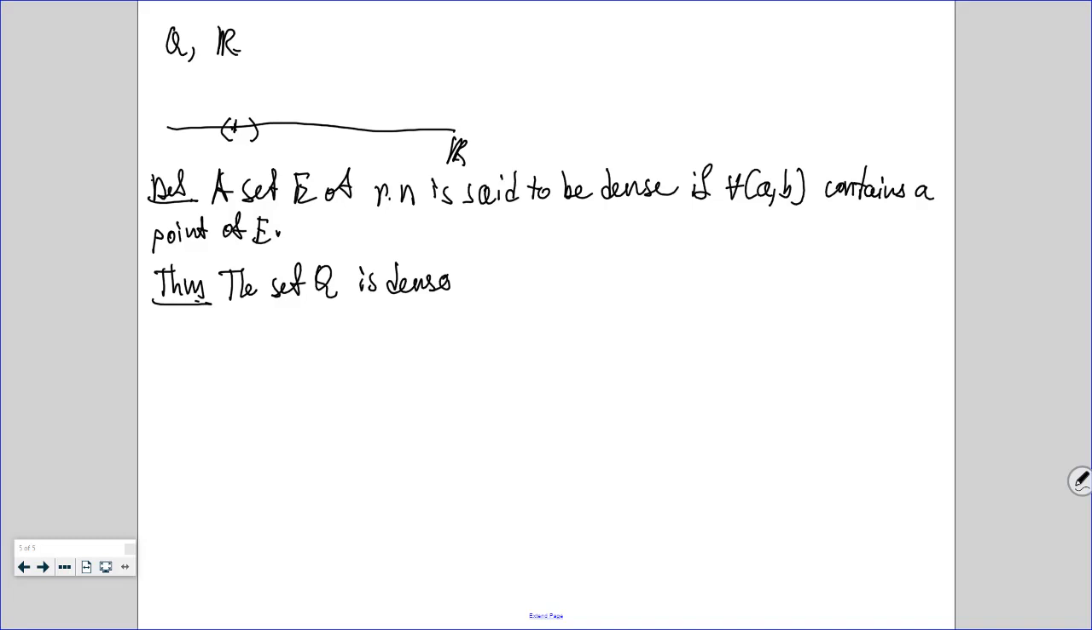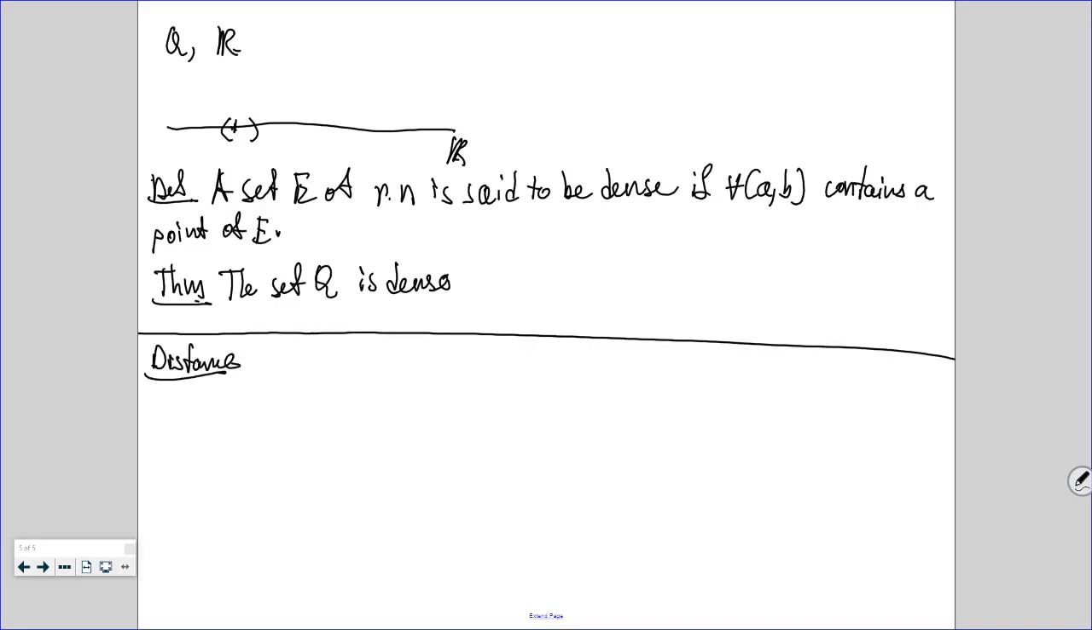Now let's talk about the metric structure of R. Usually we want to describe the distances between points. The distance between real numbers is either x minus y or y minus x, depending on which is positive. So for example, the distance between minus 3 and 4 is 7. To describe this in a general way, we need to define the absolute value function.